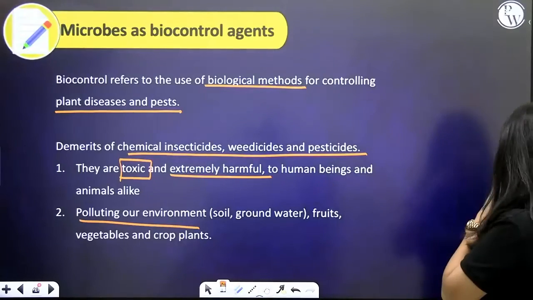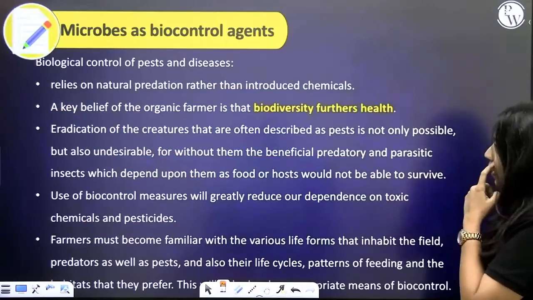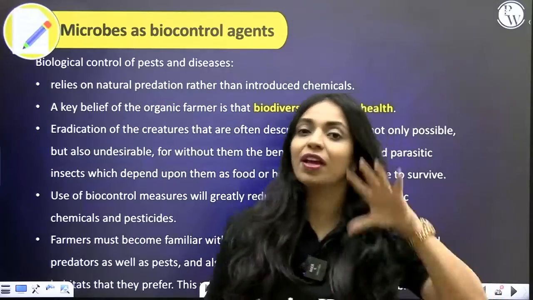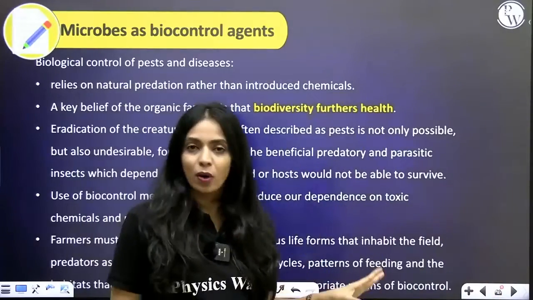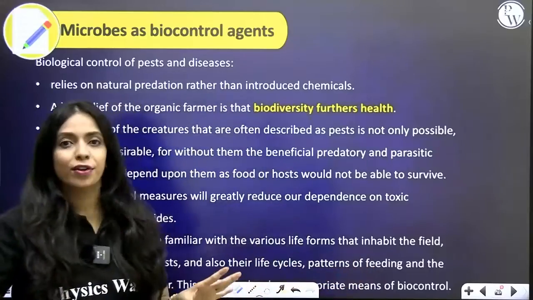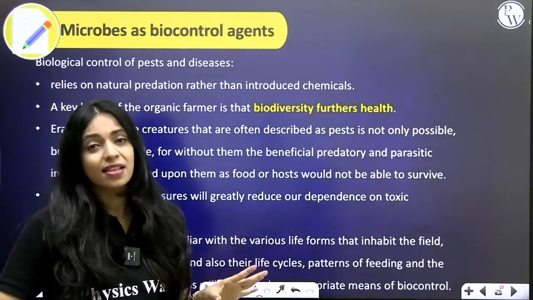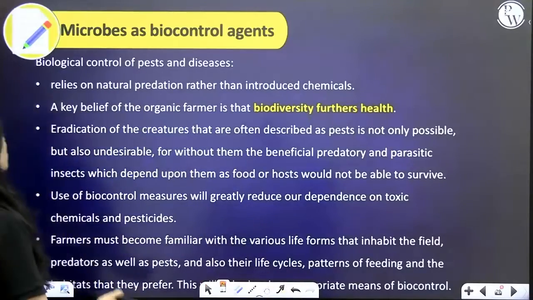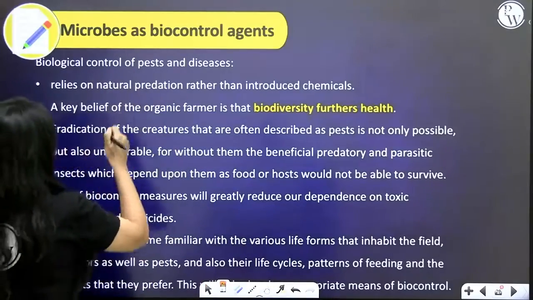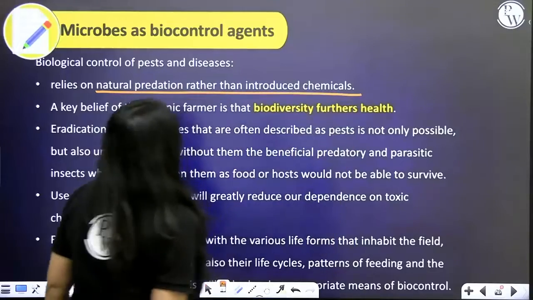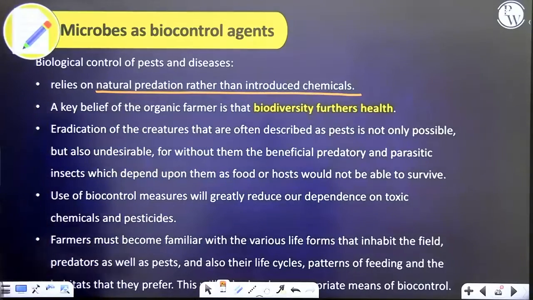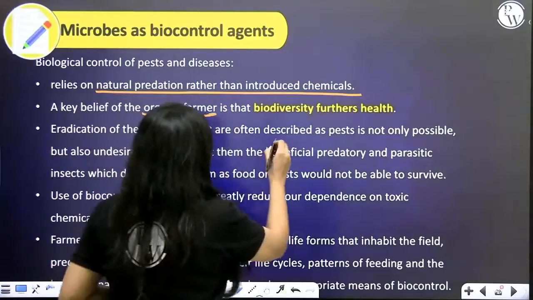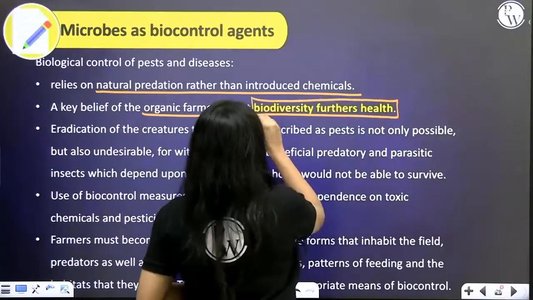So because of this, there are other ways we can come up with, where we make use of some other living organisms in order to get rid of pests and insects that cause a drop in the yield. All right. So what this basically relies on is natural predation instead of artificial chemicals. What an organic farmer believes is that biodiversity furthers health.